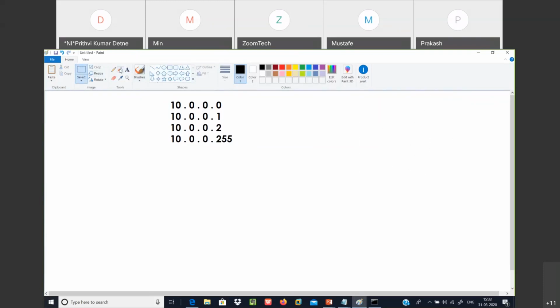Now we started from 10.0.0.0, 10.0.0.1, 2, 3, 4, up to 255. If 255 is finished, what's the number now, Pradeep? Exactly. Now it's going to start from 10.0.1.0, 10.0.1.1, 10.0.1.2, 1.3, 1.4, 1.5, up to 10.0.1.255. Okay, what is the next IP address?